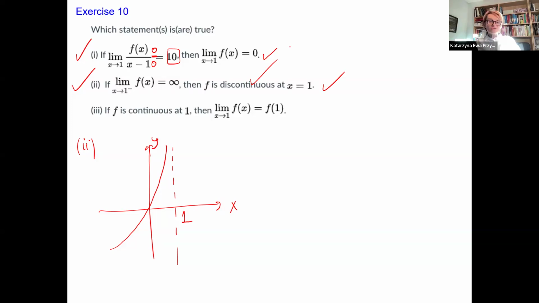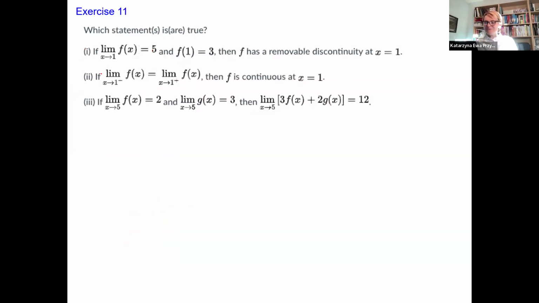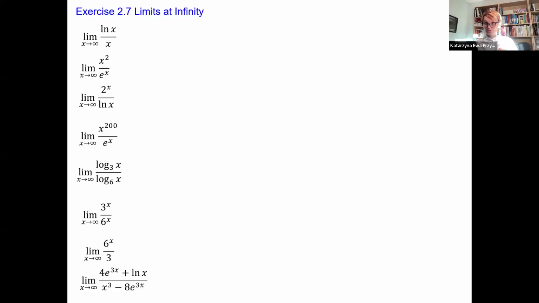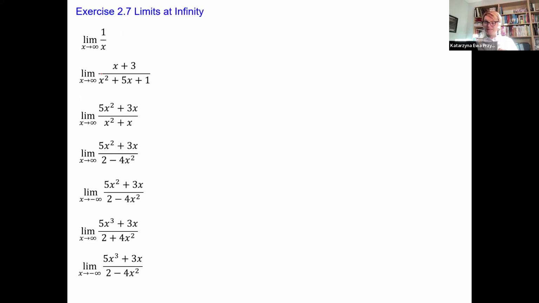If f is continuous at 1, then the limit is the same as the value. Of course, section 2.4, just the definition of continuity. Perfect. True and false questions are always a little bit tricky. Okay, let's keep working. I can leave this one, easy. Okay, let's finish the session, hopefully.